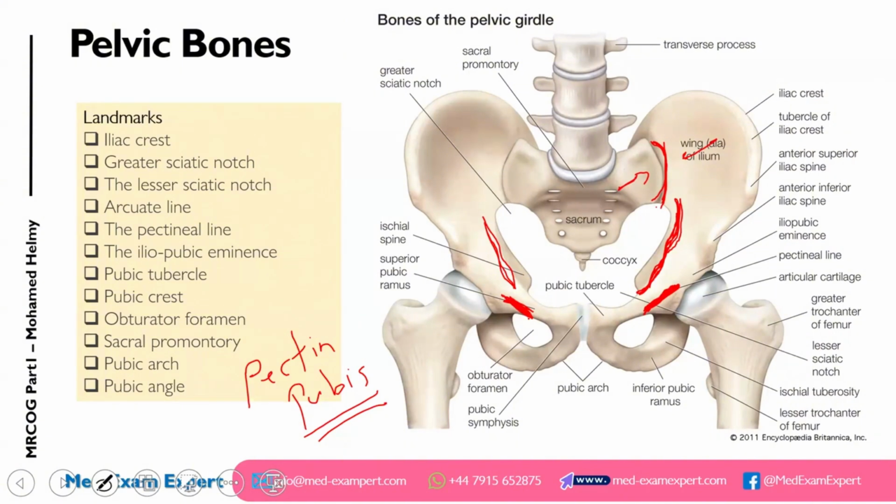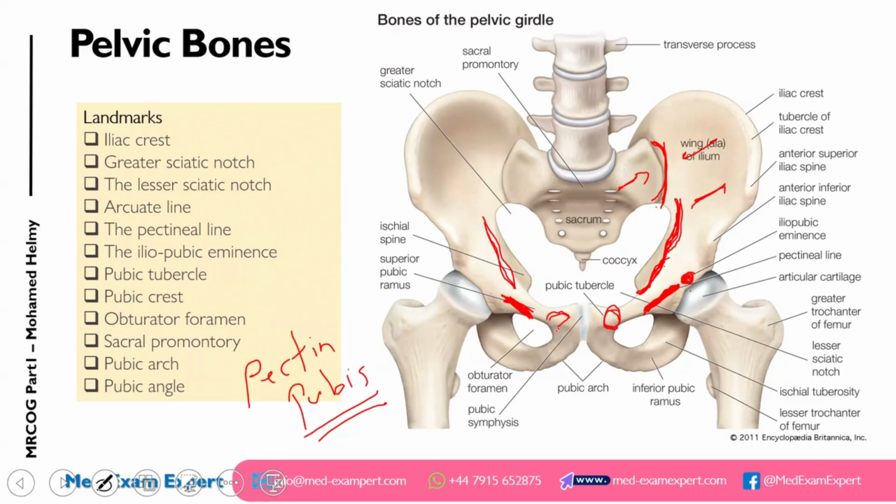We have the iliopubic eminence. The iliopubic eminence at this part is an elevation at the junction between the iliac bone and the pubic bone. We call it the iliopubic eminence. Then we have the pubic tubercle, a bony projection also on the superior pubic ramus.